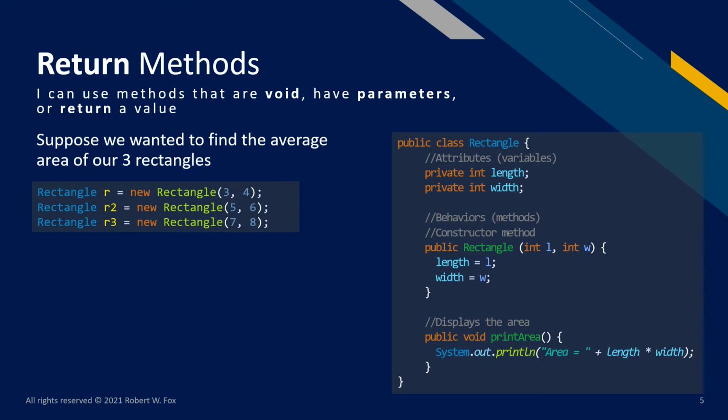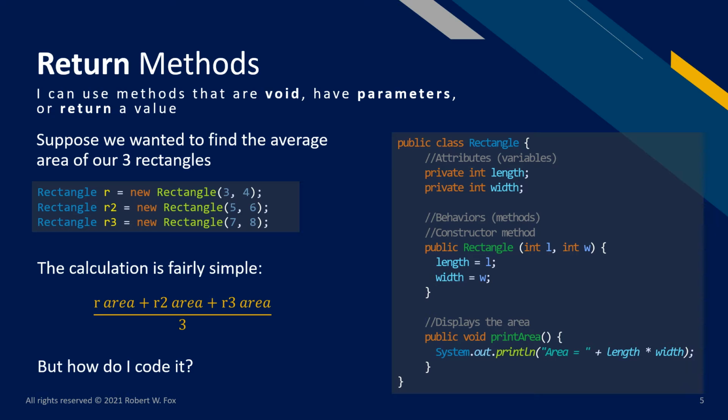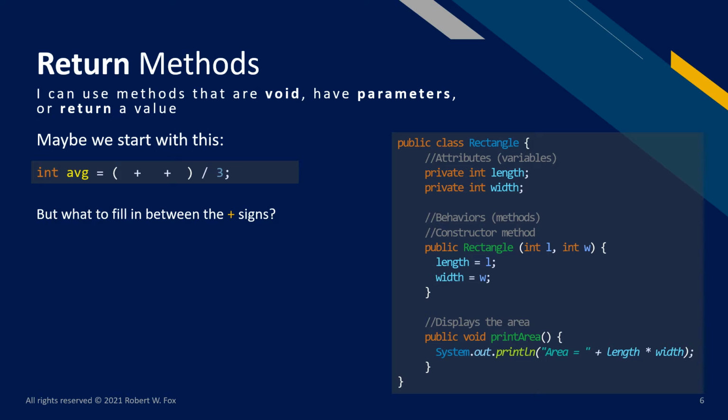Let's suppose I wanted to find the average of my three rectangles. The calculation would be pretty straightforward. I would add the area of each rectangle together and then divide that total by 3. But how would I code it? I'd probably start with some sort of a formula like int average equals something plus something plus something divided by 3, but what would I fill in between the plus signs?